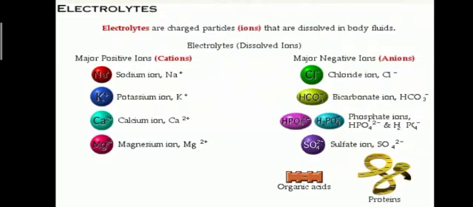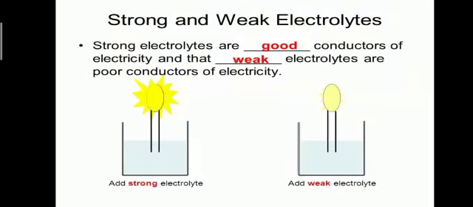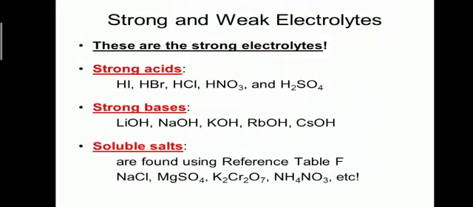These are some electrolytes. Electrolytes are the charged particles that are dissolved in body fluids. Electrolytes are the dissolved ions, that is positive or negative, cations or anions. Strong and weak electrolytes. The strong electrolytes are good conductors of electricity, meaning they completely ionize and they have a free number of electrons, and they will be good conductors of heat and electricity. While the weak electrolytes will be poor conductors of heat and electricity because they will partially ionize.